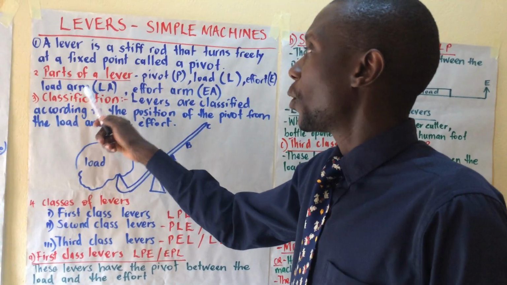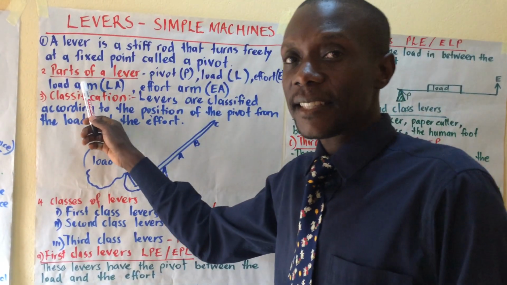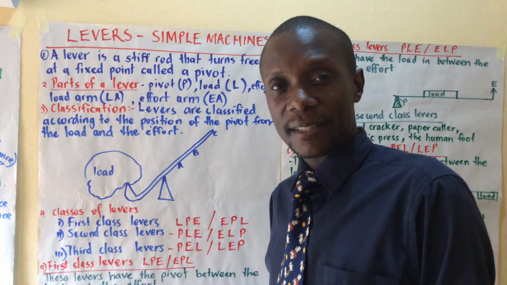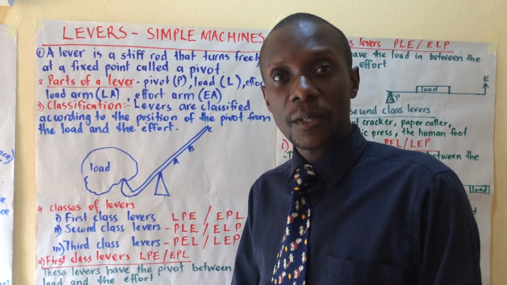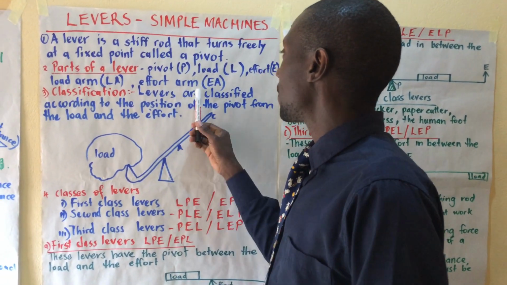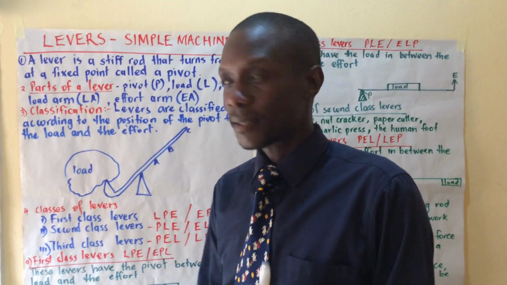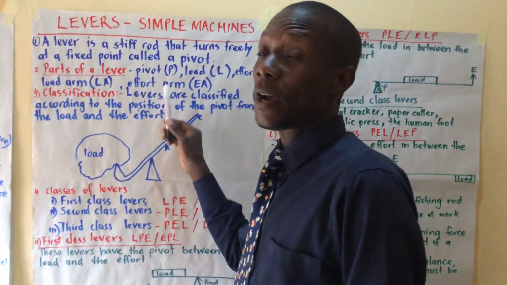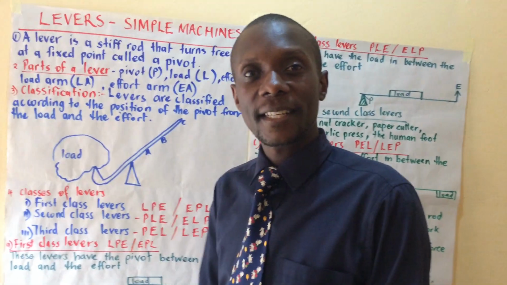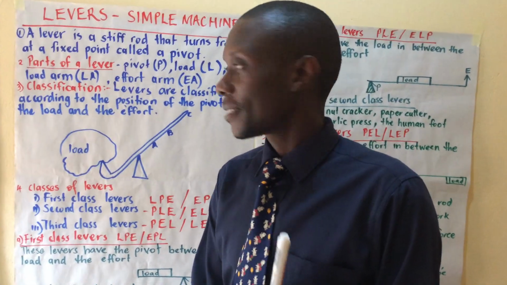Then load arm or load distance is the distance between the load and the pivot. Then effort arm is the distance between the effort and the pivot. Effort arm or effort distance is the distance between the effort and the pivot.